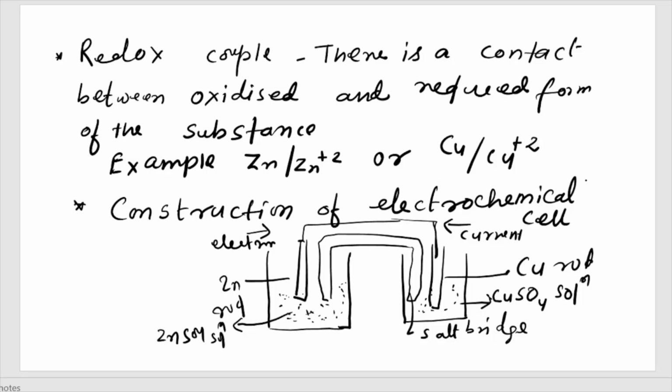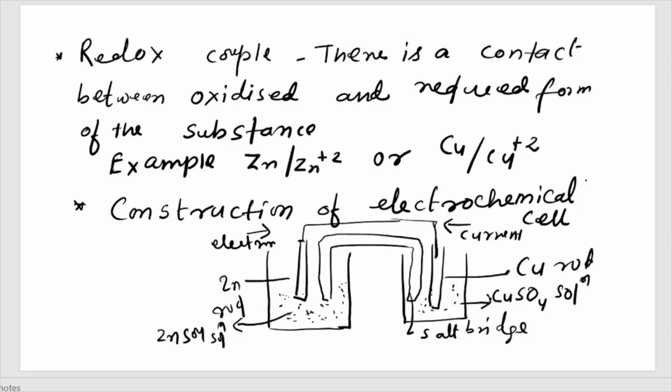Next, what is a redox couple? Because I used the word redox couple, first you should be clear about it. There is a contact between the oxidized and reduced form of a substance. What are the oxidized form and reduced form? What is an oxidizing agent? An oxidizing agent is one which oxidizes others.